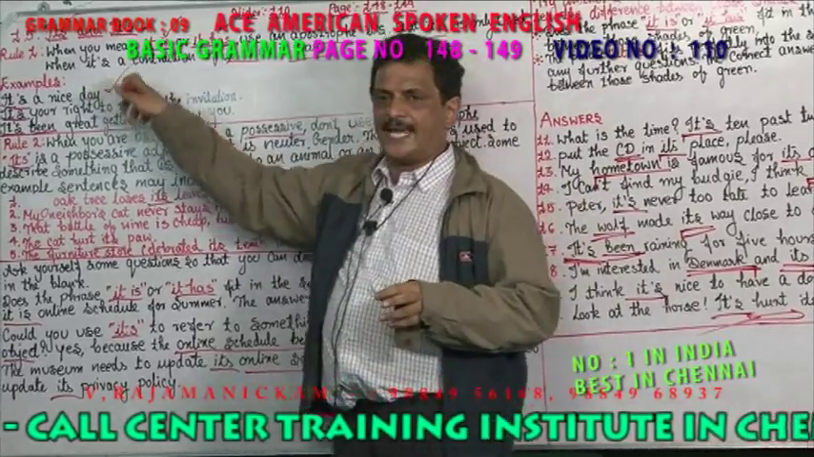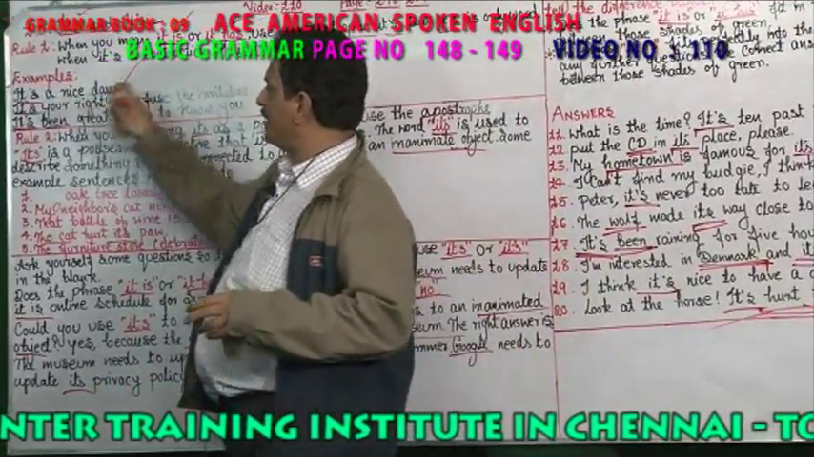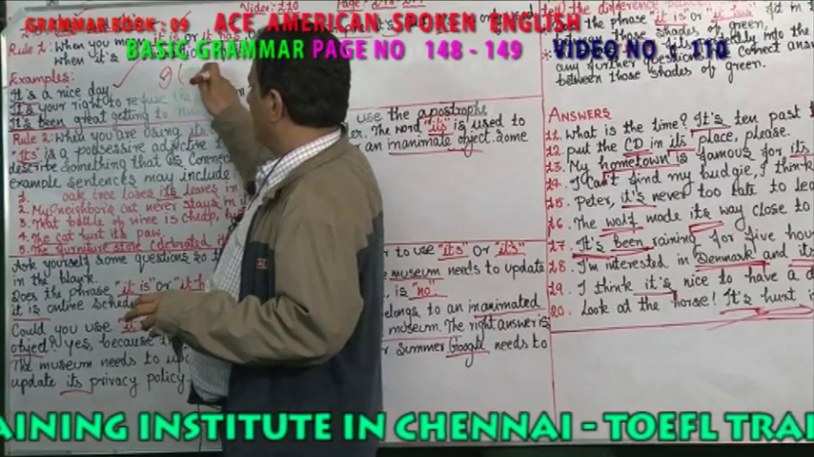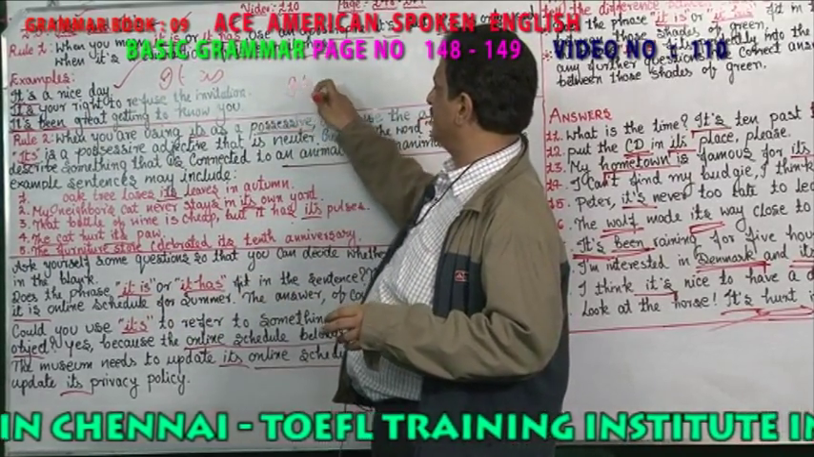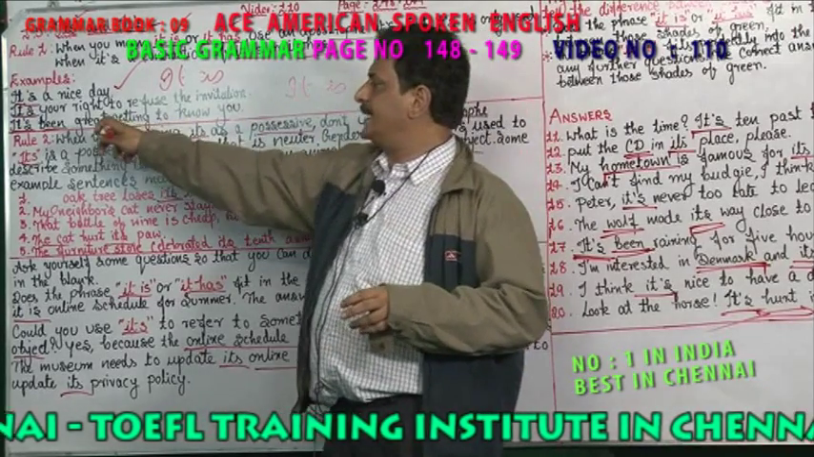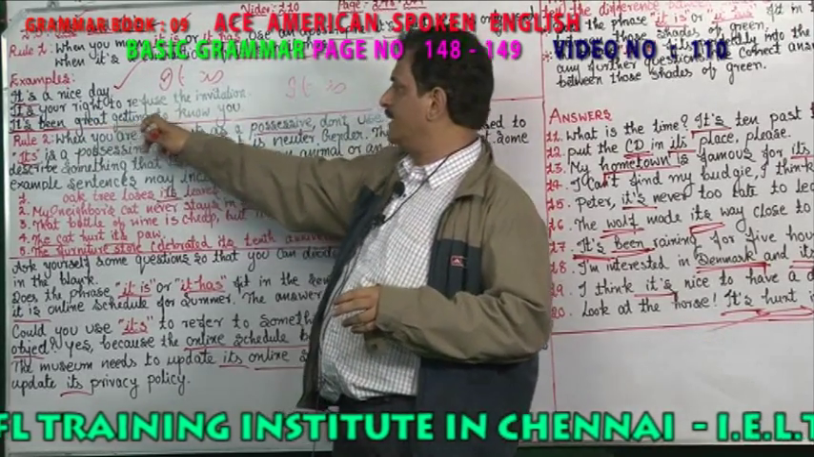See, it's a nice day. It's a nice day. What is the expansion? It is. Right, sir? It is your right to refuse the invitation. This also comes as "it is". Its contraction is it's.